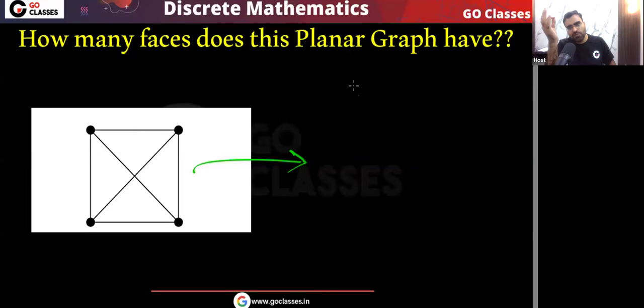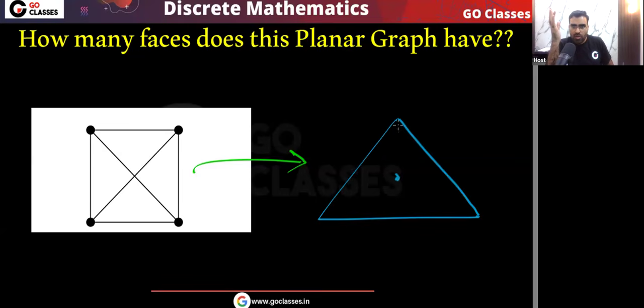You can create many different planar representations, and you can consider any of them. For example, you can consider this one. Now you tell me how many faces are there. Now you can easily see face number 1, face number 2, face number 3, face number 4.